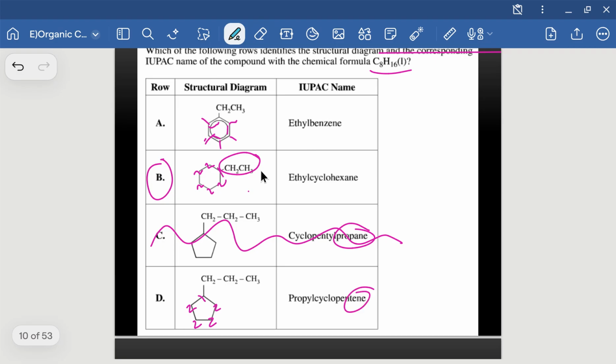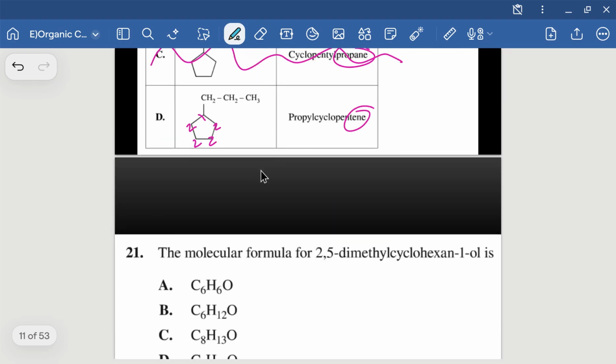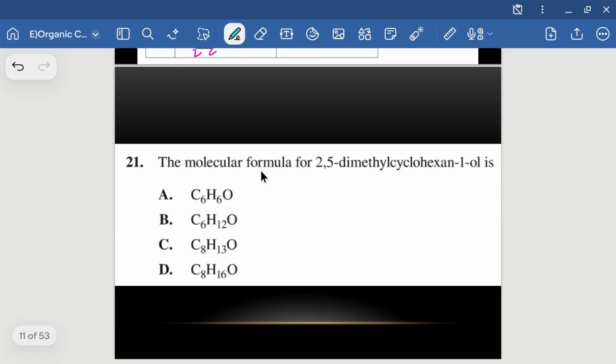This next one, the molecular formula for 2,5-dimethylcyclohexan-1-ol. With this one, I would suggest to just draw it out and then count. So if I draw hexane and I put an OH group here, and then that would be on carbon 1. If I name it this way, 2, 3, 4, 5, 6. So right now my numbers are showing the number of my numbered carbon. So on carbon 2, I need a methyl group. And on carbon 5, I need a methyl group.